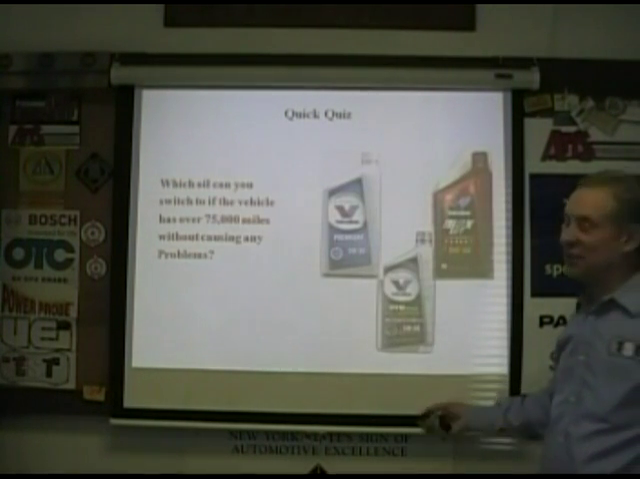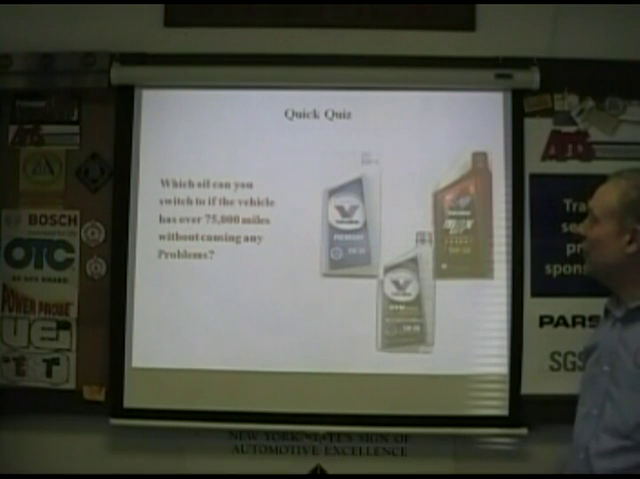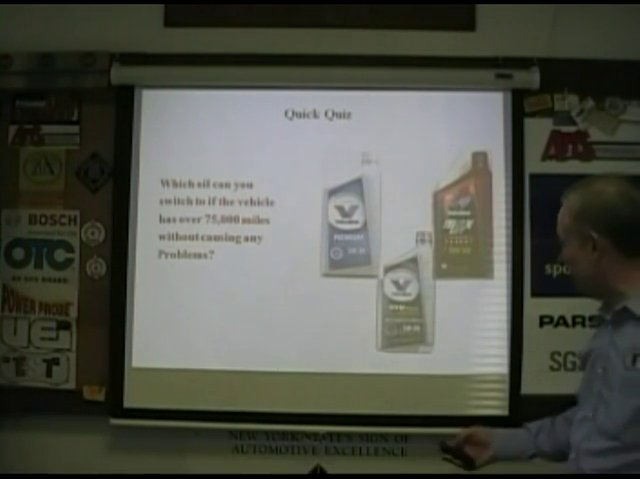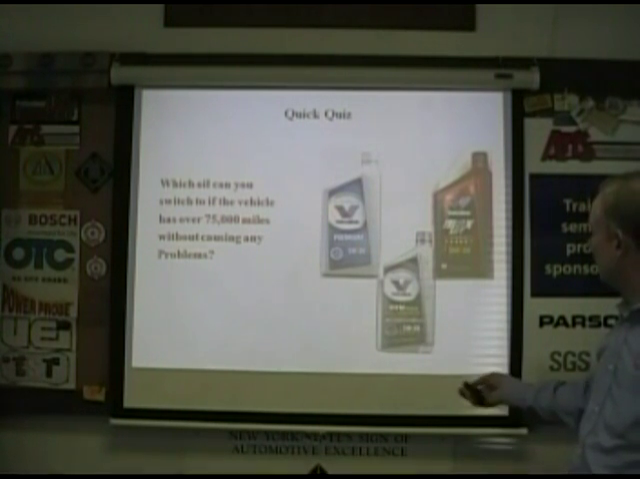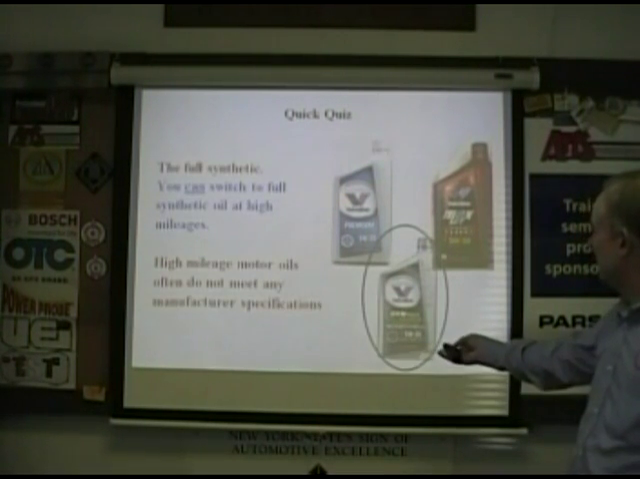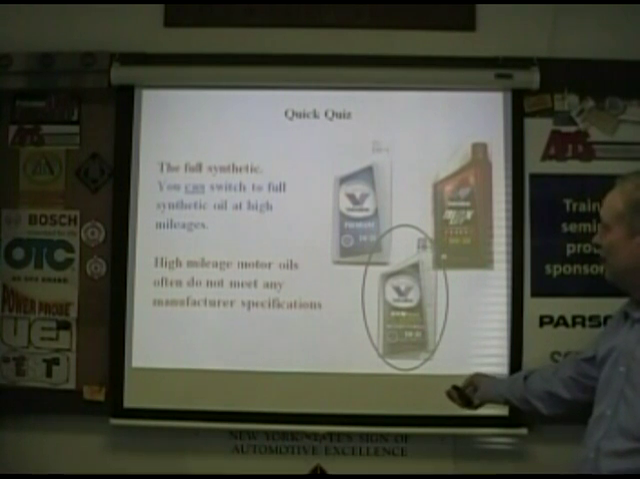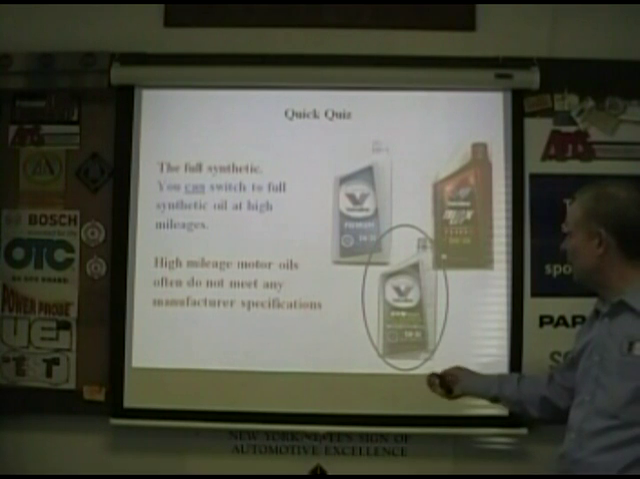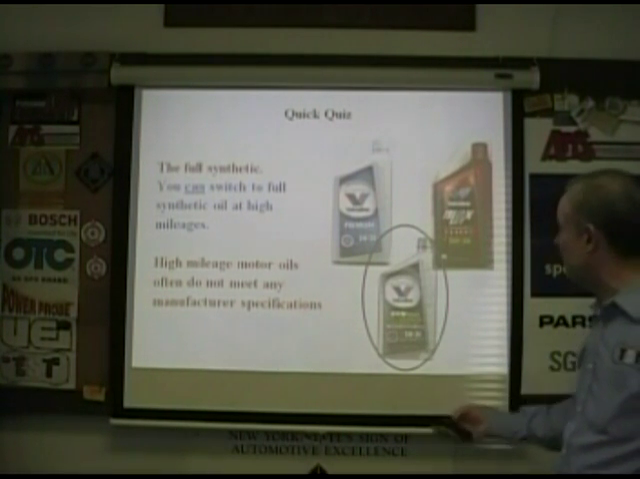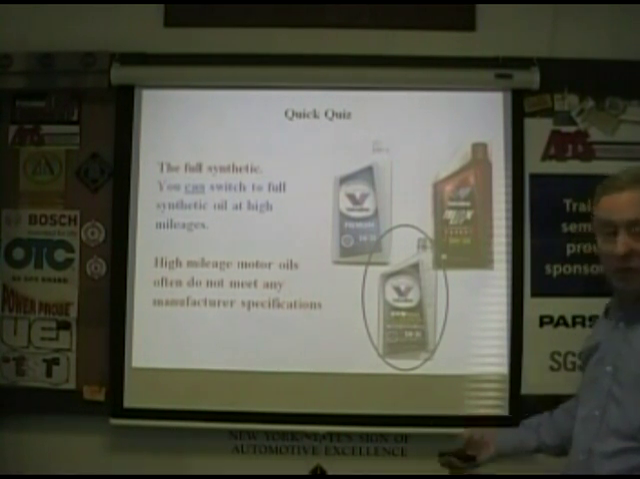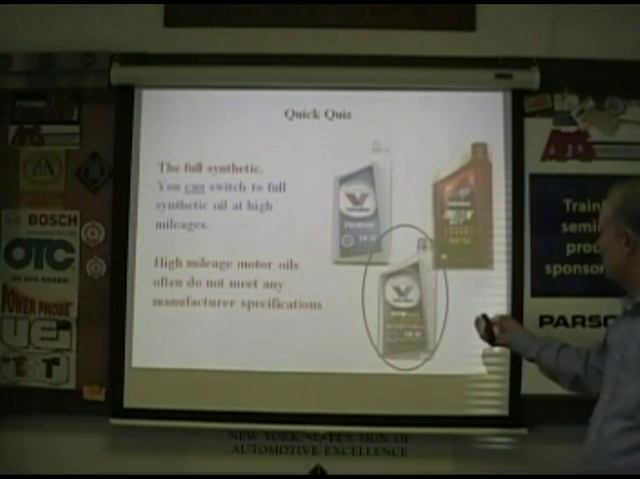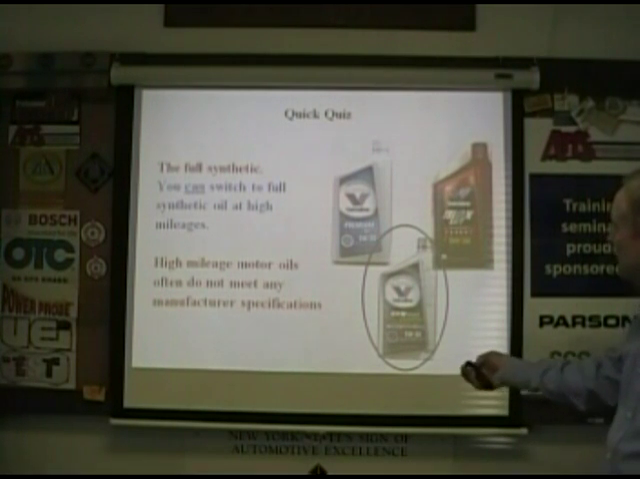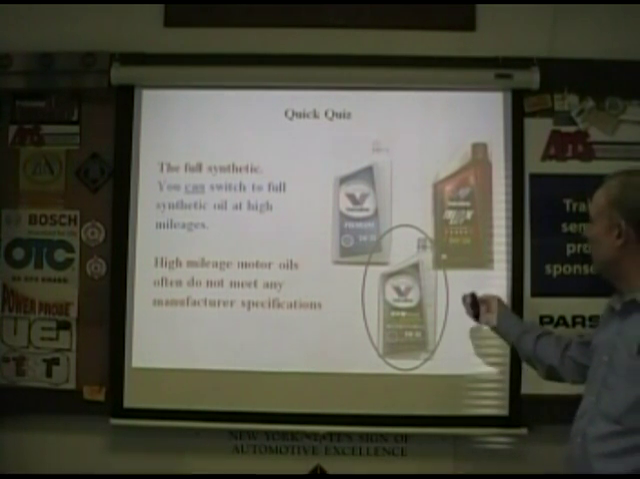All right. Quick quiz again. Which oil can you switch to if your vehicle has 75,000 miles without causing problems? Again, you're going to look for what's on the label. This one here. All right? They don't meet the manufacturer's specs. You have to look for the manufacturer's spec, not just on the front. You have to look at the back. Make sure it meets your spec. So that Valvoline MaxLife there looks like a good oil, but has no starburst. There's a starburst. No starburst there, and you don't know what specs it meets.